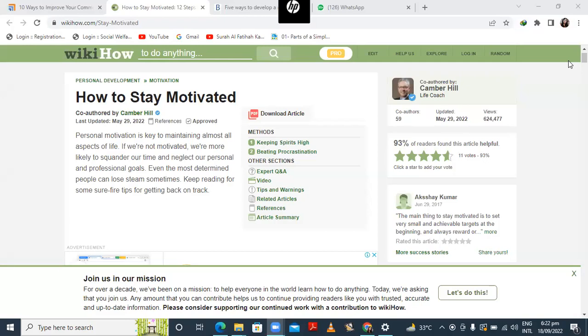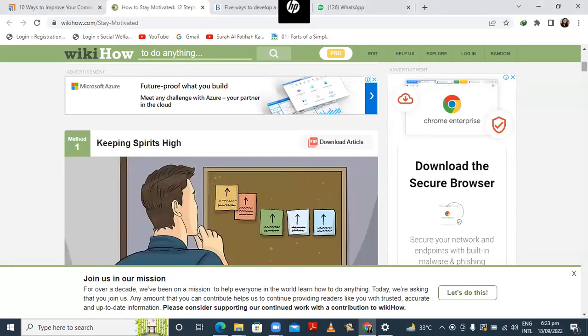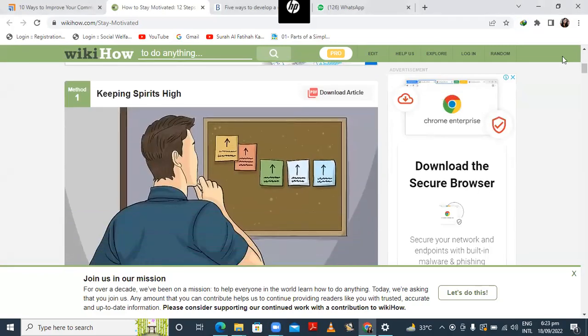So that is why I want all of you to remember and recall your purpose to speak English. When you know why you are speaking English, why you are learning English, it will become easier for you to become consistent. Now we'll figure out some factors that will help you a lot in maintaining this, in pursuing your English learning process further. So method 1 is keeping spirits high.